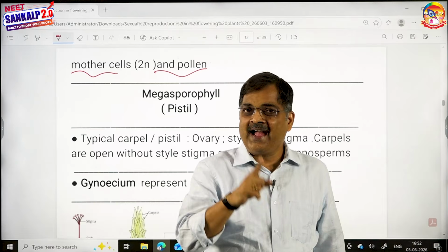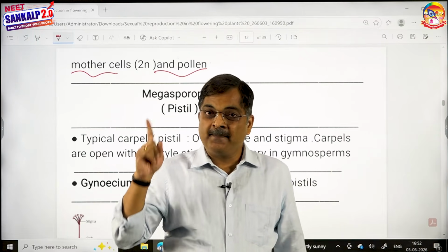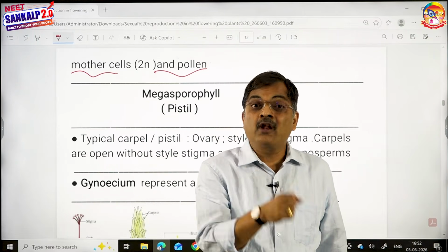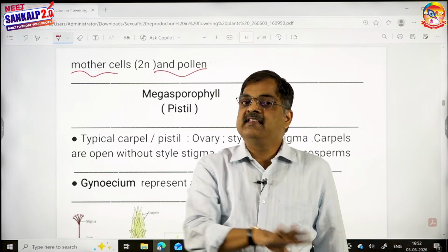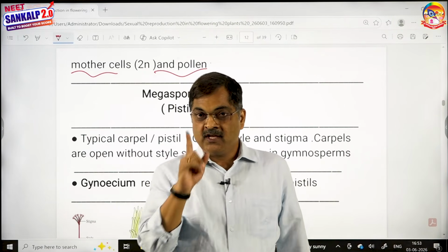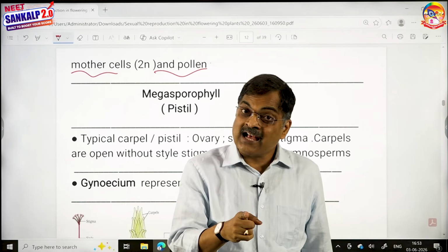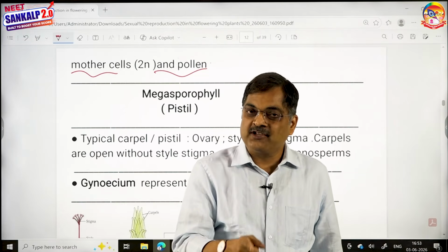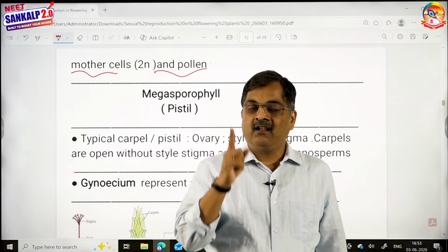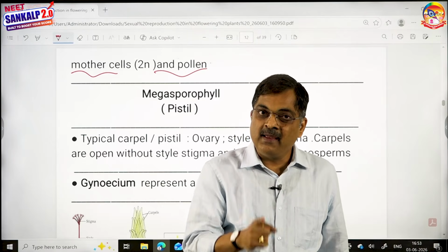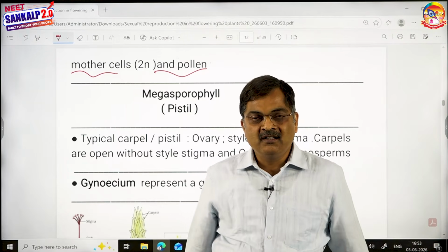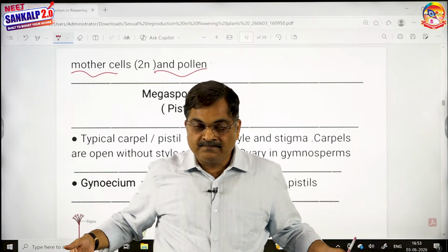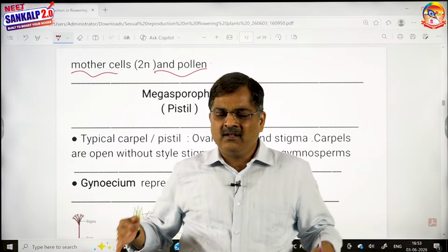Sporophyte, sporophyll, sporangium, spore mother cell, spore, male gametophyte, male gametes, isn't it? Same way for the female reproductive system. Sporophyte, megasporophyll, megasporangium, megaspore mother cell, megaspore, female gametophyte, female gamete. So easy to remember. Now you are very good in that table. All right, how to remember the table?